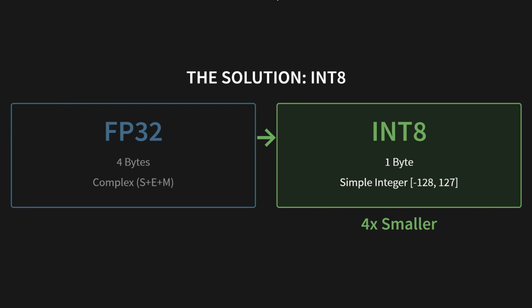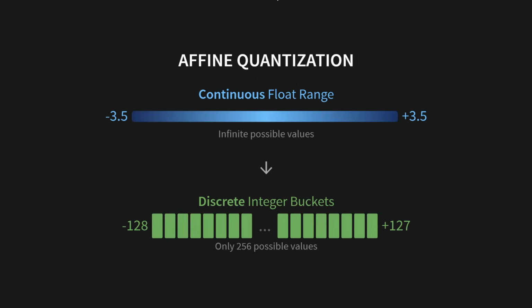Okay, so how do we do this mapping? The technique is called affine quantization, and the best way to think about it is this. On the left, you have your continuous float range. Imagine a number line from, say, -3.5 to +3.5. There are infinite possible values on that line. Our goal is to take that infinite line and map every point on it into one of a few discrete integer buckets. In the case of int8, we only have 256 of these buckets, from -128 all the way to +127. We are forcing infinite possibilities into a finite space.